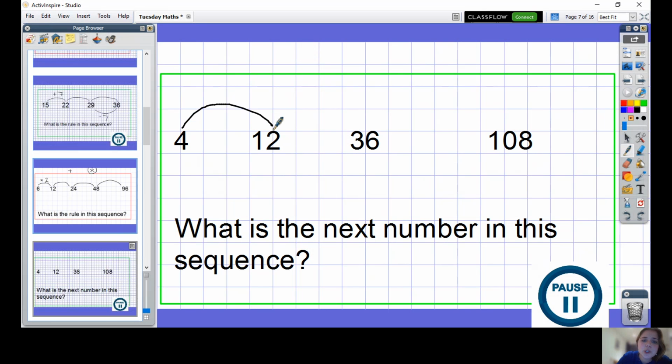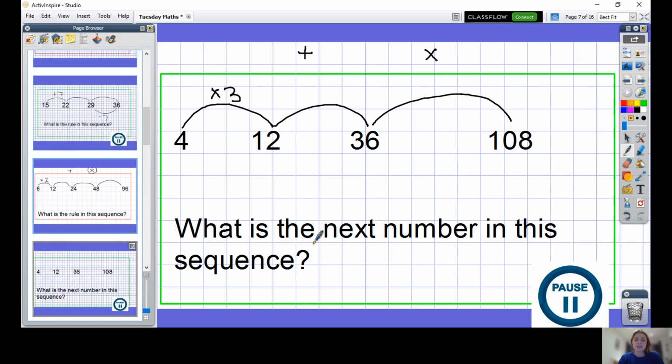Okay, so to get from 4 to 12, I would either add 8 or I have to multiply by 3. I know that to get from 12 to 36, I cannot do that by adding 8. That tells me I must have been multiplying by 3 each time. 4 times 3 is 12, 12 times 3 is 36, and 36 times 3 is 108.